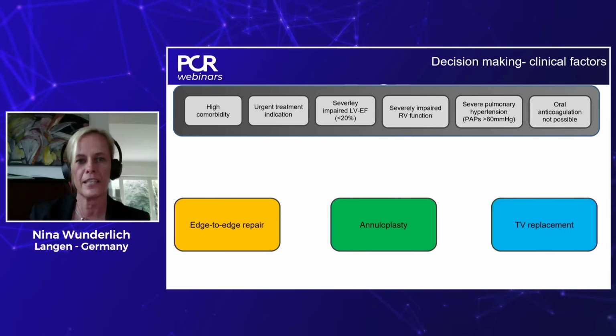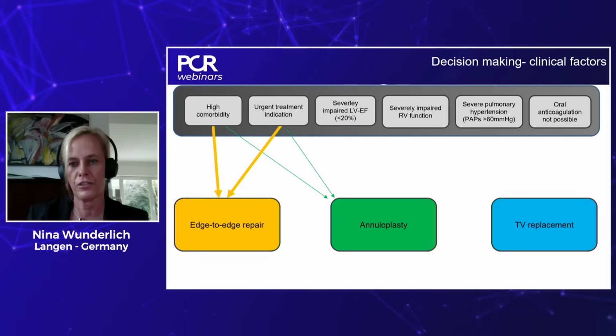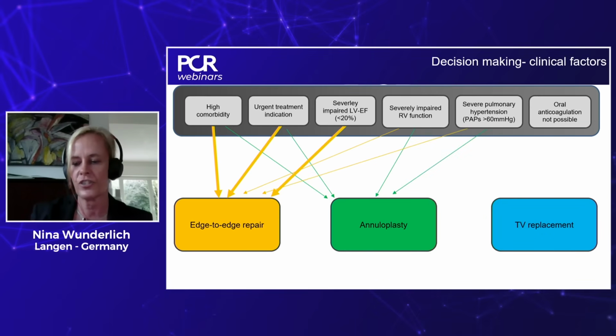We have to look at some clinical factors, for example. If you have a patient with high comorbidity or a patient with an urgent treatment indication, this is maybe not a patient for a tricuspid valve replacement. In these patients, you would go for an edge repair or an annuloplasty procedure. On the other hand, if you have a patient with a severely impaired left ventricular function or a severely impaired right ventricular function, or even severe pulmonary hypertension, we know that these patients don't have a really good benefit from a valve replacement. So these are also patients where we would go for an edge-to-edge approach or an annuloplasty.